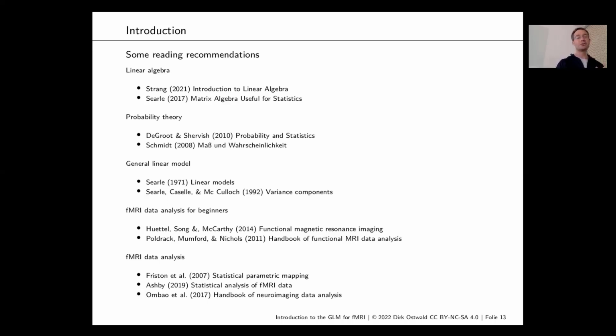And then to get more into the details, of course, the Friston Statistical Parametric Mapping, this red book, is okay-ish. With SPM, it's always been the problem that they didn't really put much effort into teaching, so it can also be quite confusing. Better from a didactic point of view is the Ashby book. And this Ombao book, 2017 I think, maybe it's a typo, I recently came across in the preparation of this course. It doesn't look too bad.